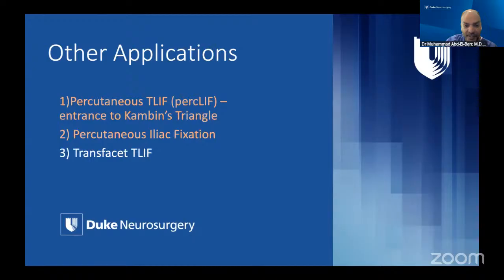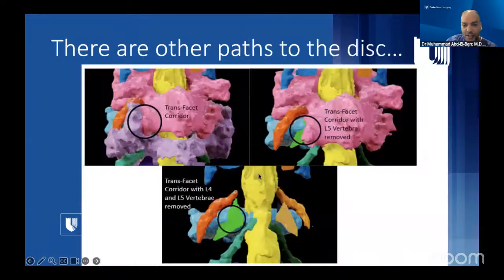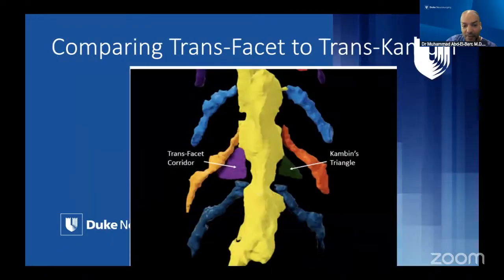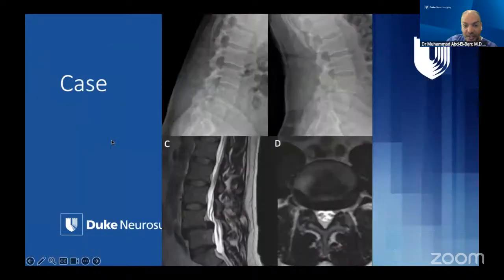How about the transfacet TLIF? So as we started studying Camden's triangle, we know some people's Camden's triangle was less than 6 millimeters. That's too small. So using this segmentation software, we're able to look at the different corridors. We found that the transfacet corridor in general is larger. So here's a case, grade 2 spondylolisthesis, not very good candidate for either direct lateral or OLIF, right? No real corridor for here.